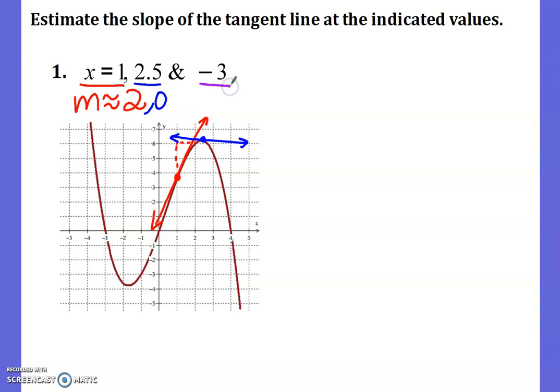And then at x equals -3, if I extend that there, we are looking at about -5. Okay, and so those are about the slopes at those different x values.